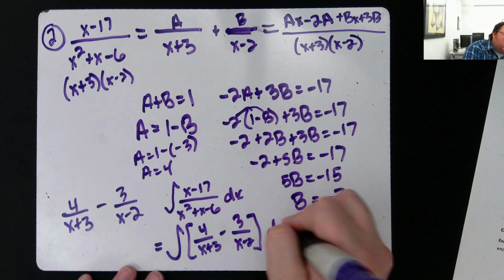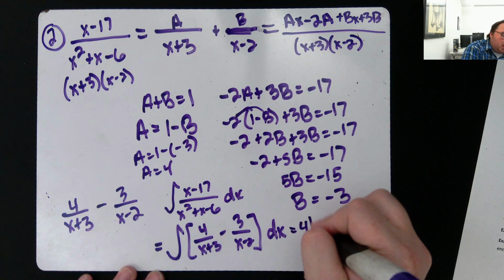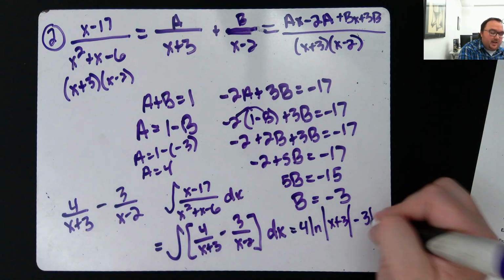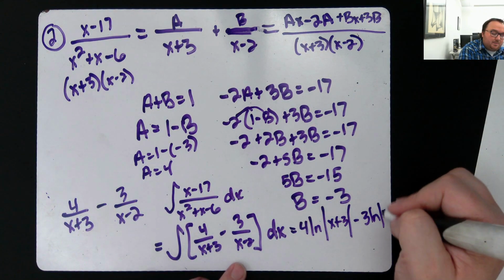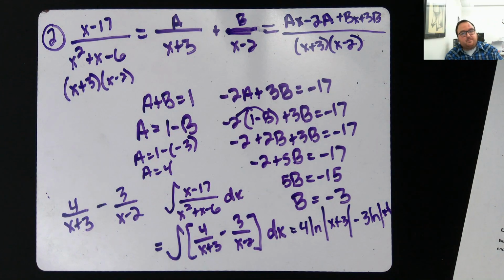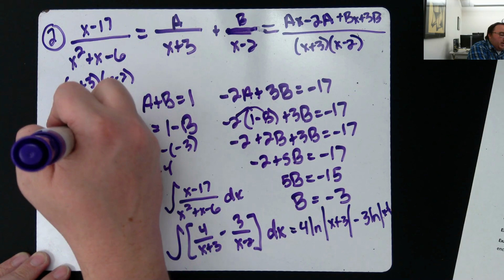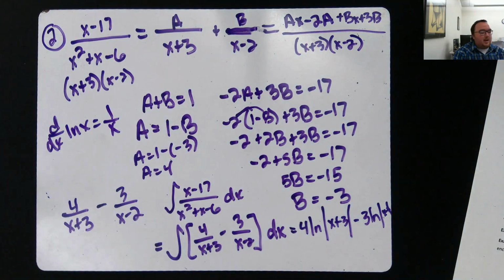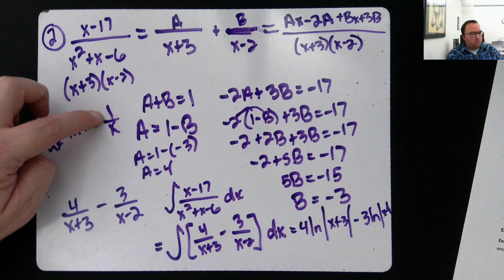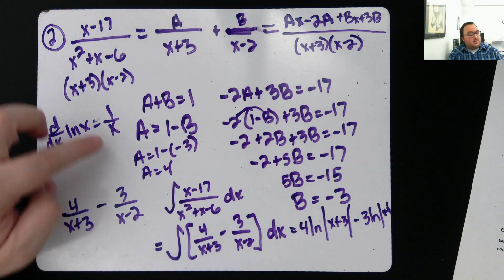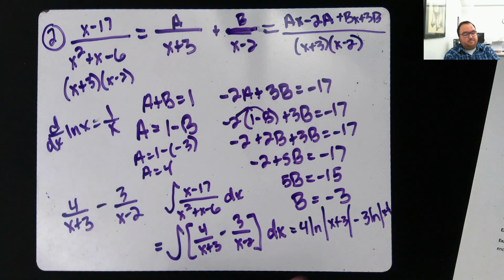So this would be equal to 4 times the natural log of the absolute value of x plus 3 minus 3 times the natural log of the absolute value of x minus 2 plus c. Again, because our rule was that the derivative of the natural log of x is 1 over x, so anytime I have 1 divided by some stuff, it is the natural log. So let's use this to do some examples.